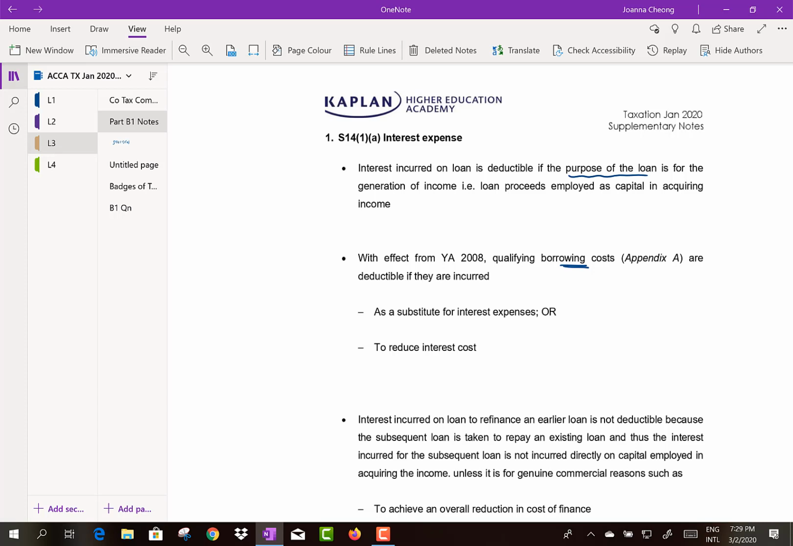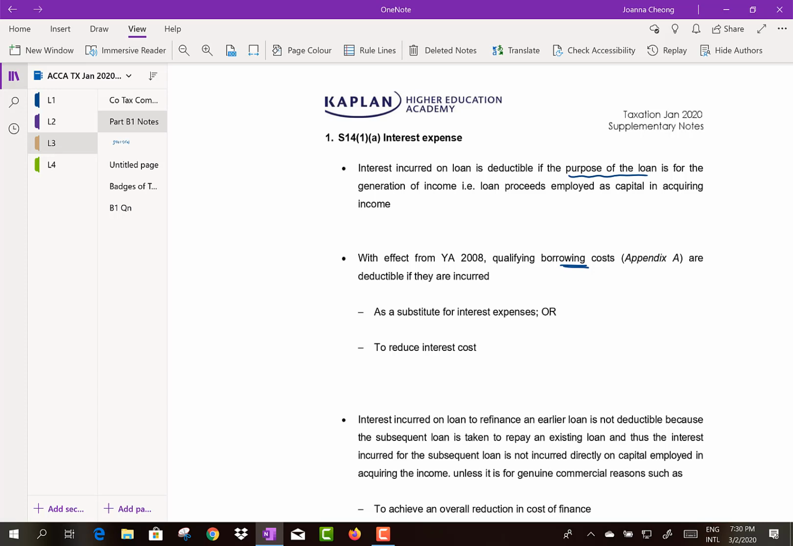So let's say you manage to get a guarantor, but sometimes you will need to pay guarantee fee. All right. Nothing is free in this world, right? You need to pay a guarantee fee. Now, the guarantee fee usually is a one-time fee. So if it's a one-time fee, what does it sound like to you? Capital in nature or revenue in nature to you? Capital in nature, right? So by right, expenses like guarantee fee, one-off, is capital in nature, not deductible.